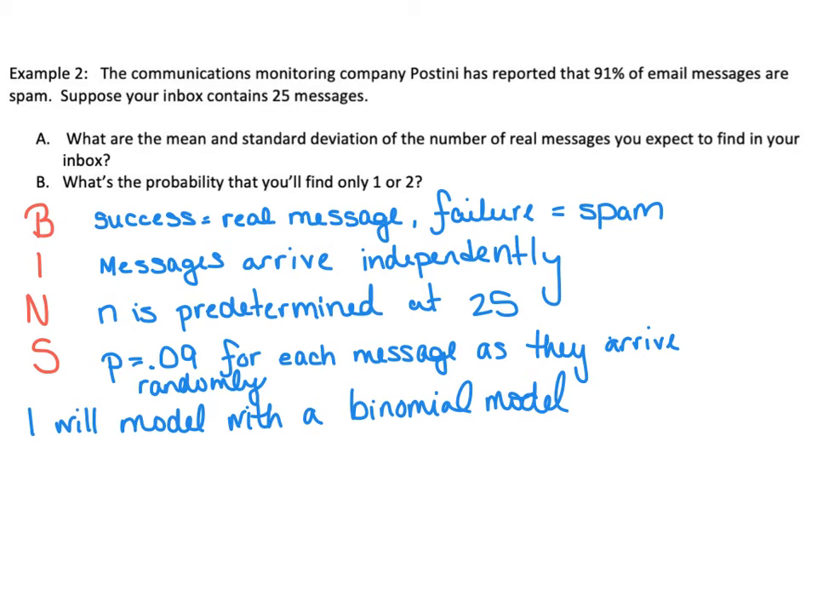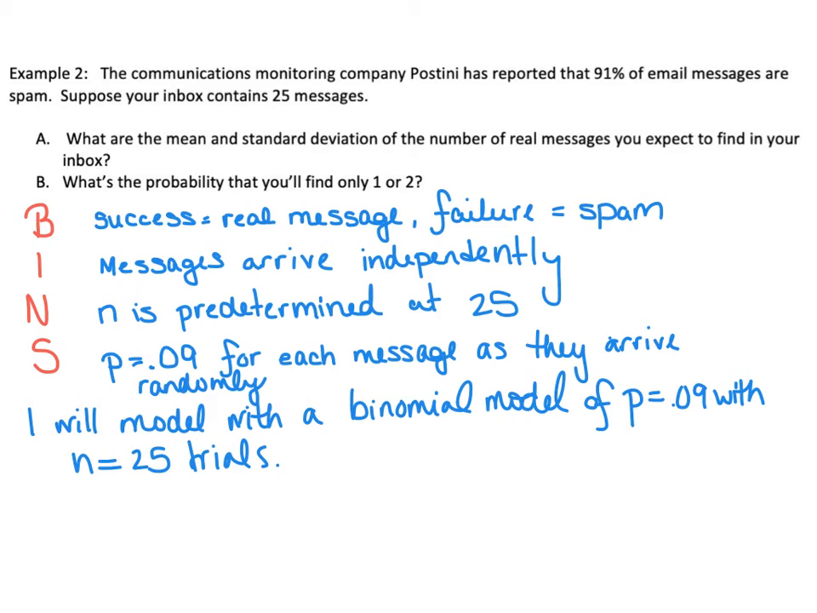So I've checked my conditions, so now I'm stating I will model with a binomial model. I'm going to just state my 2 parameters right away so I don't forget about them from my formula sheet. I know I need to state P equals 0.09 with n equals 25 trials. All right, so I've made sure I'll get full credit for stating what model I'm using and my parameters, and I showed that I checked my conditions.